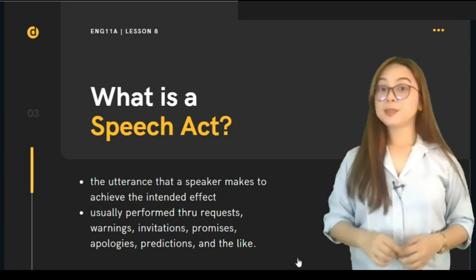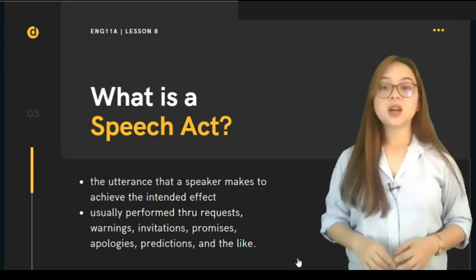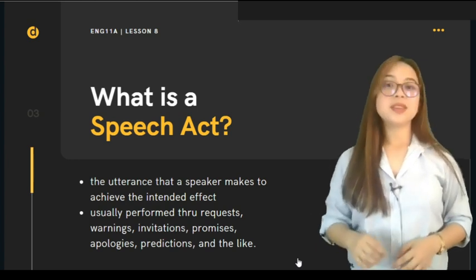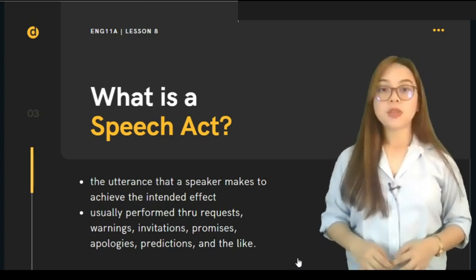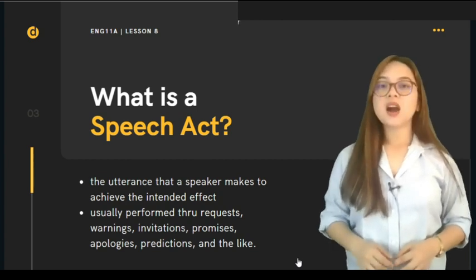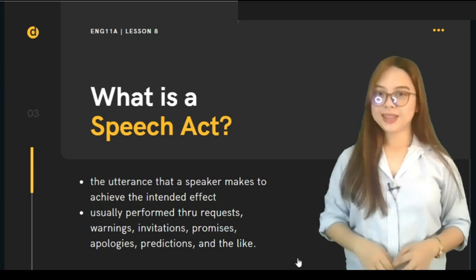But what is a speech act? This is defined as the utterance that a speaker makes to achieve the intended effect. This is also usually performed through requests, warnings, invitations, promises, apologies, predictions, and the like.